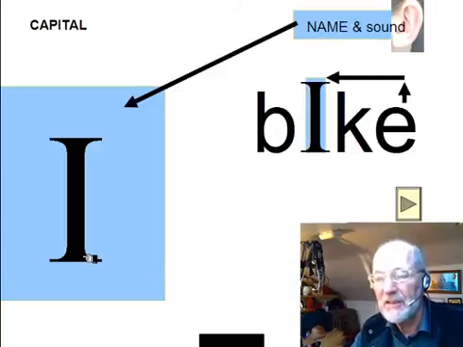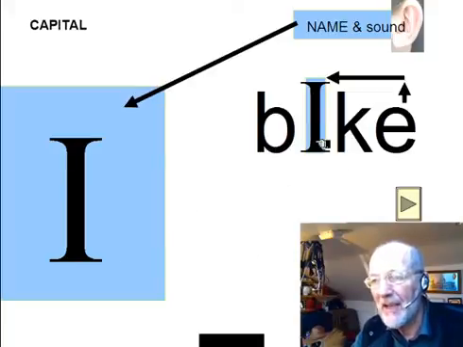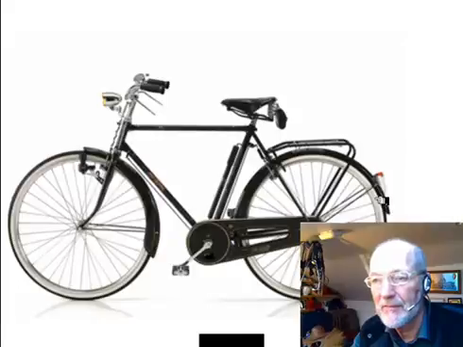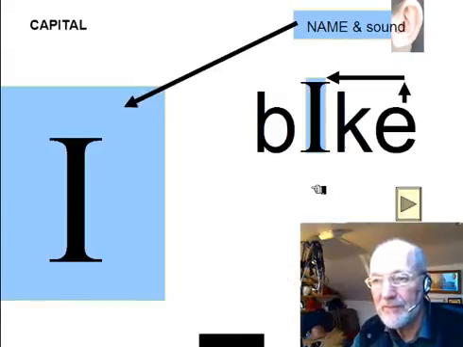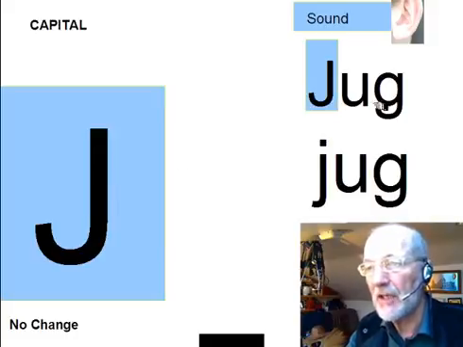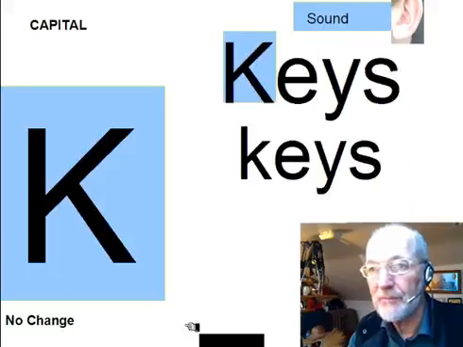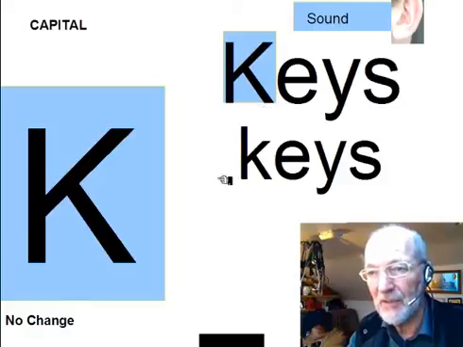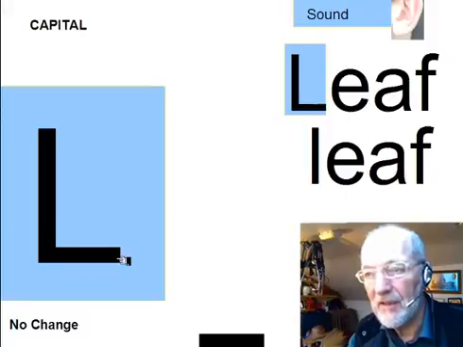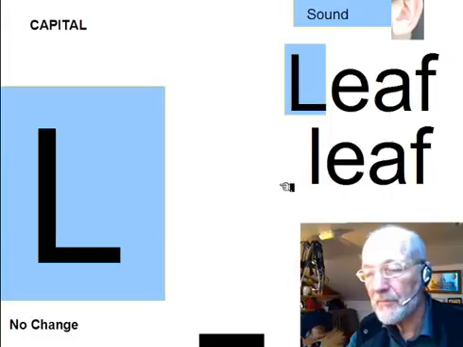Capital I. In a word, the capital I would make the sound of I. So in this word here, bike, that E on the end makes that say its name, not its sound. So its name is I. This word is bike. J. Capital J. Jug. Small j. Jug. No change. K. Keys. Capital K. Small k. No change between the two of them. L. The name of it is L. The sound of it is L. Leaf. No change between capital L and small l.